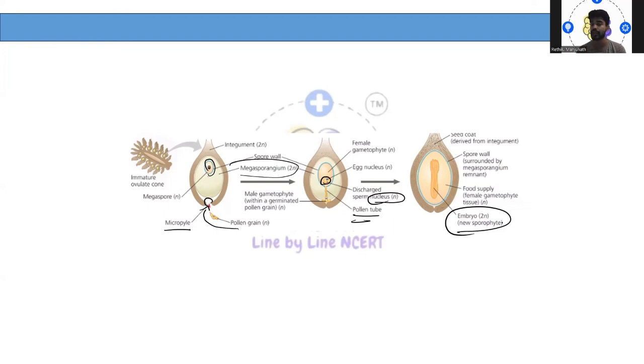Okay, as a result, what you are going to see is embryonic development, that is, a new sporophyte will be seen. And this is surrounded by the female gametophyte tissue, which is very rich in food, so it gives a food supplement. It is also surrounded by the spore wall, and you will also see a seed coat, which is derived from the integuments.